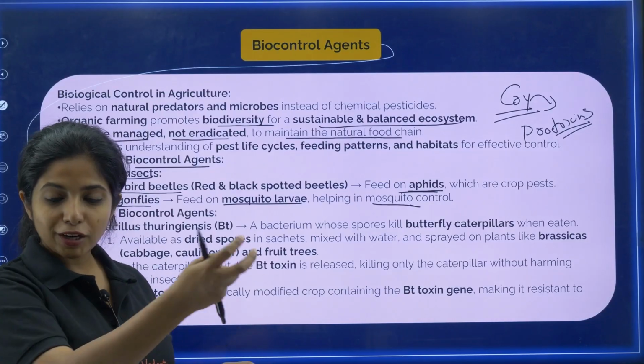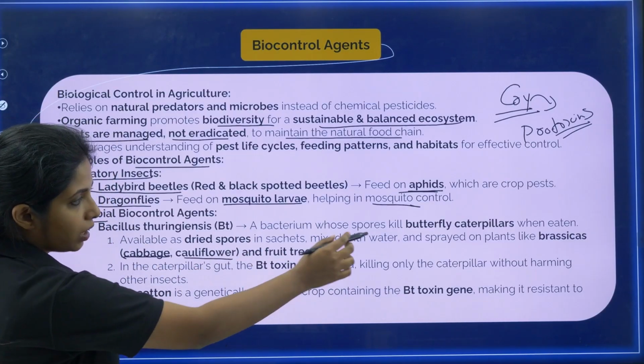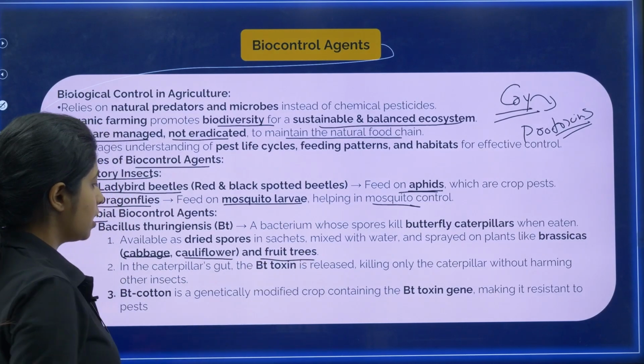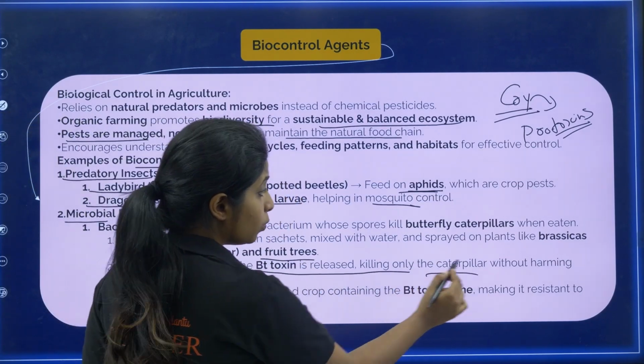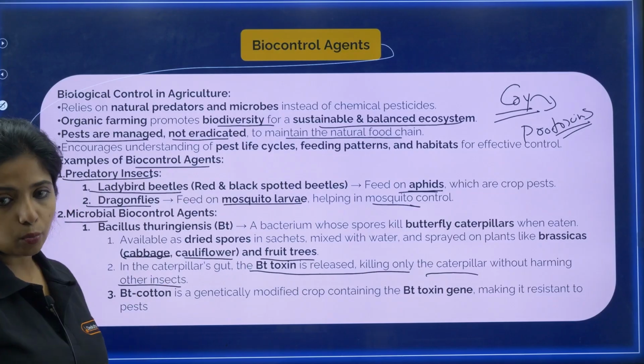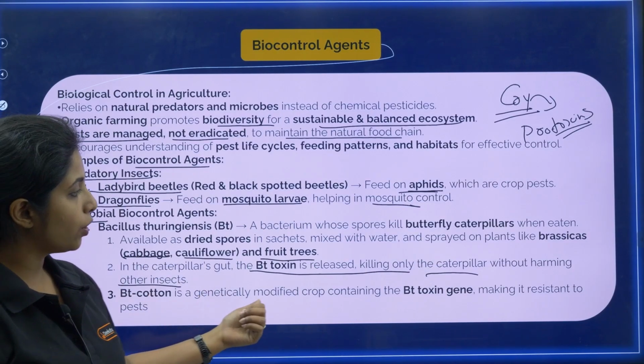It is mixed with water and sprayed on plants such as brassicas like cabbage and cauliflower, and also fruit trees. Now what will happen? In the caterpillar gut, the Bt toxin is released, killing only the caterpillar without harming other insects. Now, Bt cotton is a genetically modified crop containing the toxin gene.